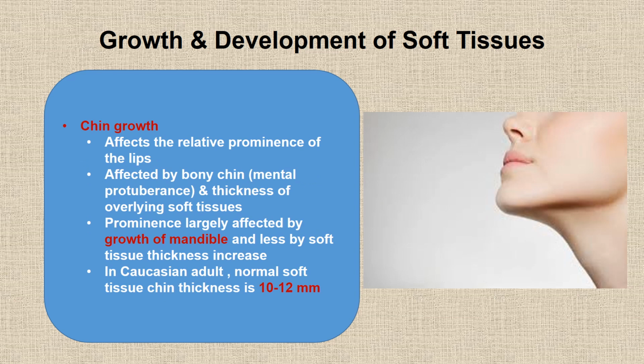Chin. The chin also affects the relative prominence of the lips, and the chin is affected by the bony chin or the mental protuberance as well as the thickness of the overlying soft tissues. The prominence is largely affected by the growth of the mandible and less by the increase in soft tissue thickness. In a Caucasian adult, normal soft tissue chin thickness is about 10 to 12 millimeters.